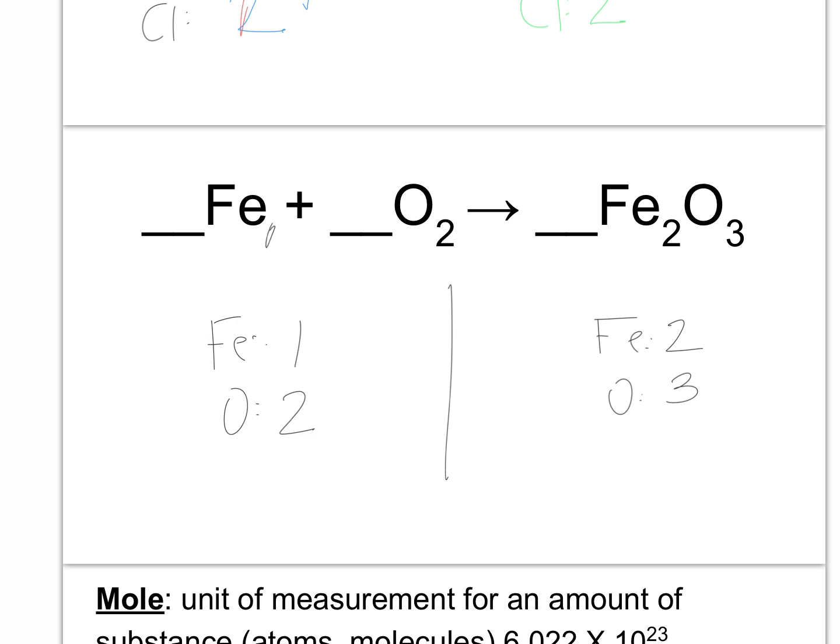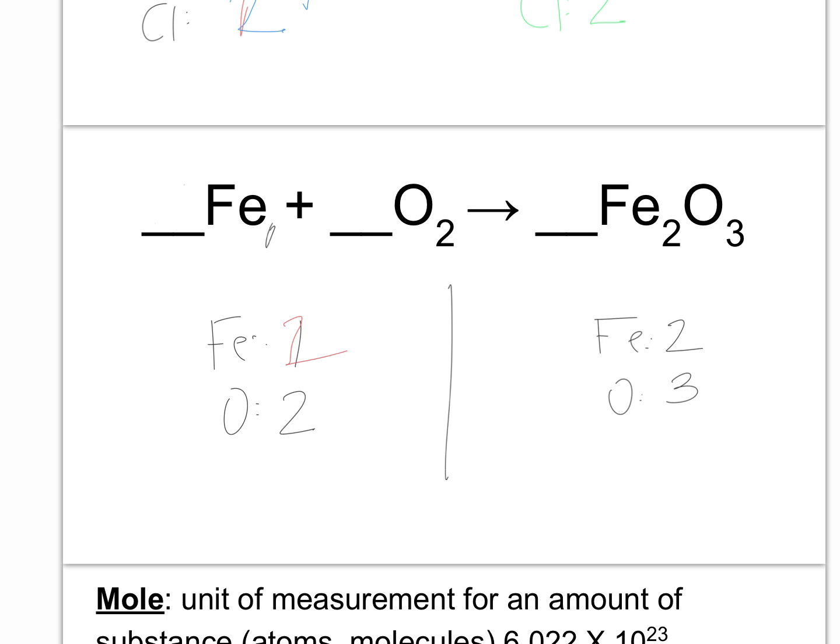So I'm going to look here and say, let me see about making this where I have 2 irons on this side. So now I have 2 over here. So I solved that problem. However, I haven't solved this oxygen problem. You could try a number of things. I'll give you a little bit of a hint here.